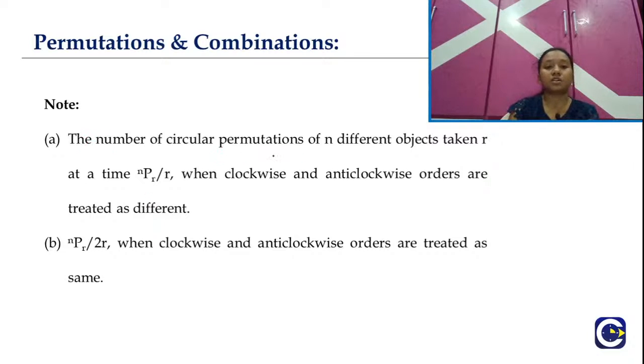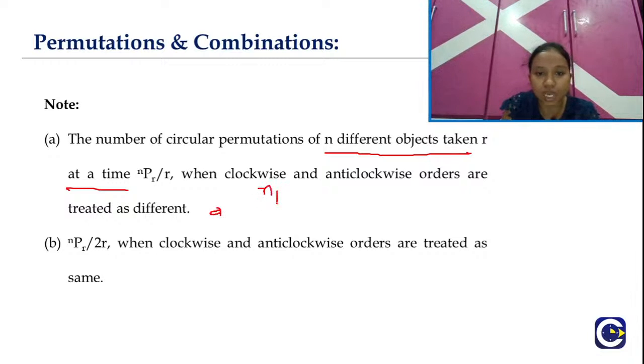The number of circular permutations of n different objects taken r at a time. In the previous case, what we discussed was the number of circular permutations of n different objects taken all at a time, so that's why it is n factorial, which is nPn. But now in this case, the number of circular permutations of n different objects is taken only r at a time. So circular permutations is given by, first, in the numerator, the number of linear permutations, that is nPr. How many we are taking at a time, that must be divided, so it will be divided by r.